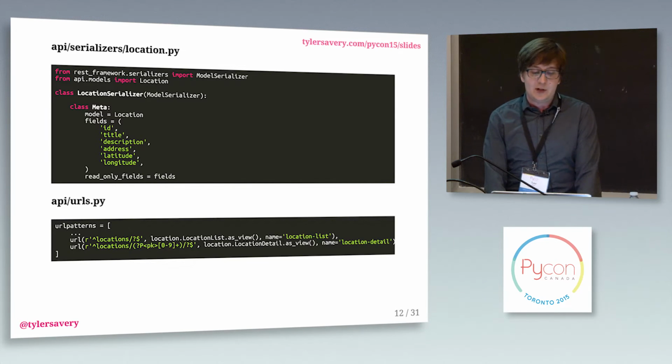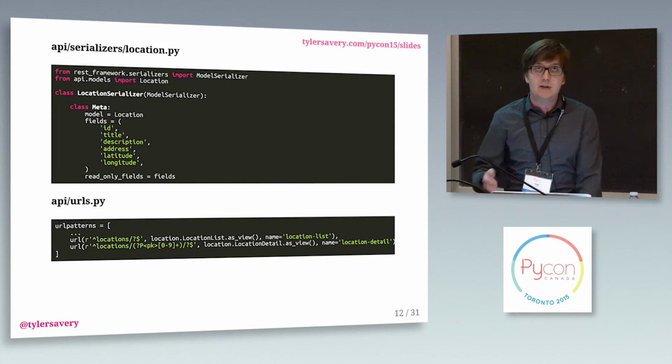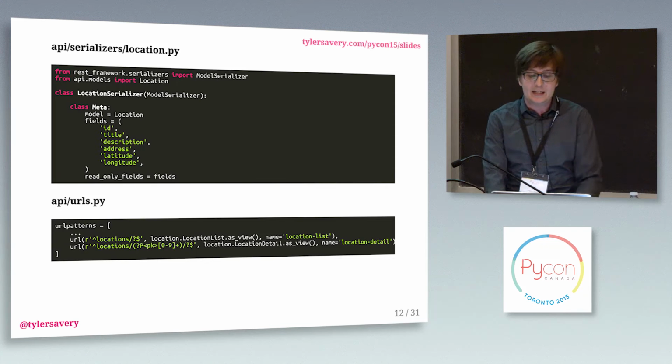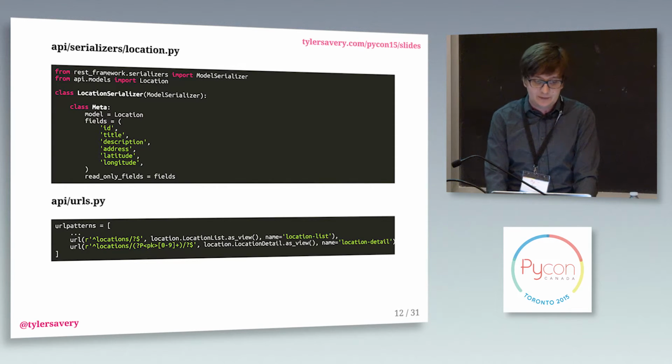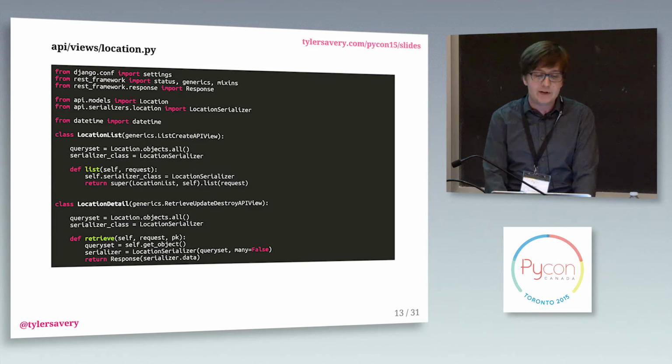Then just the URLs, we just have to hook in two different ones, locations and locations with a primary key after it. That way we can get the list of all the locations, or just a single instance of a location based off of its ID. And you'll see that reflected in the views here. We have location list, location detail.